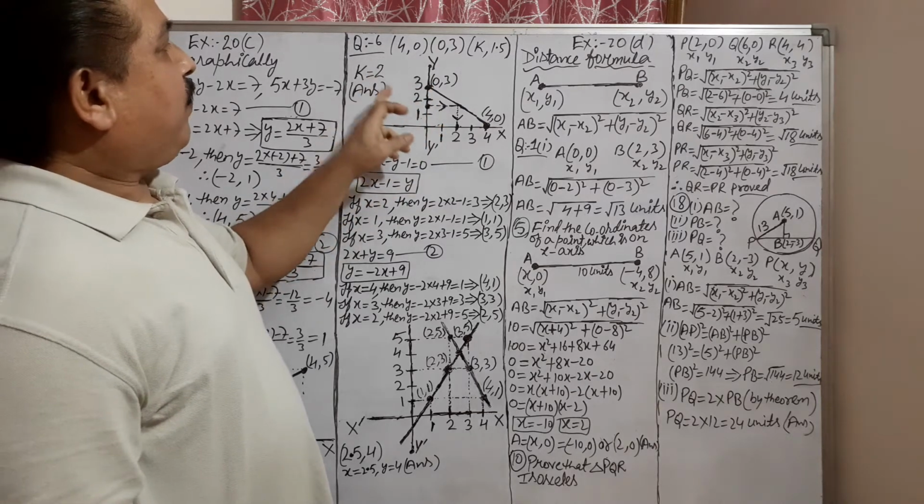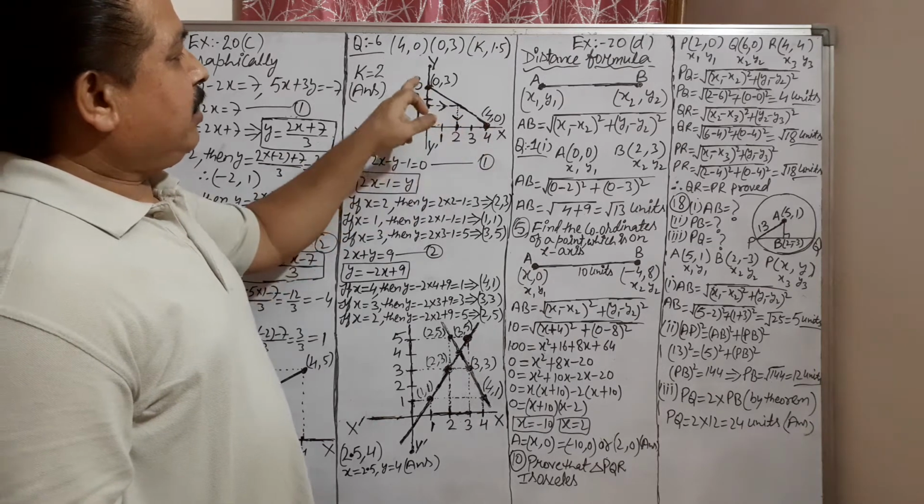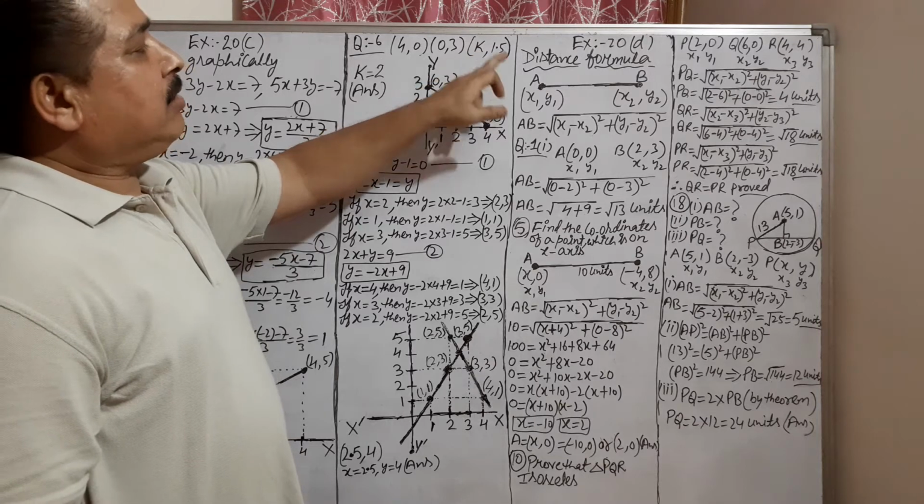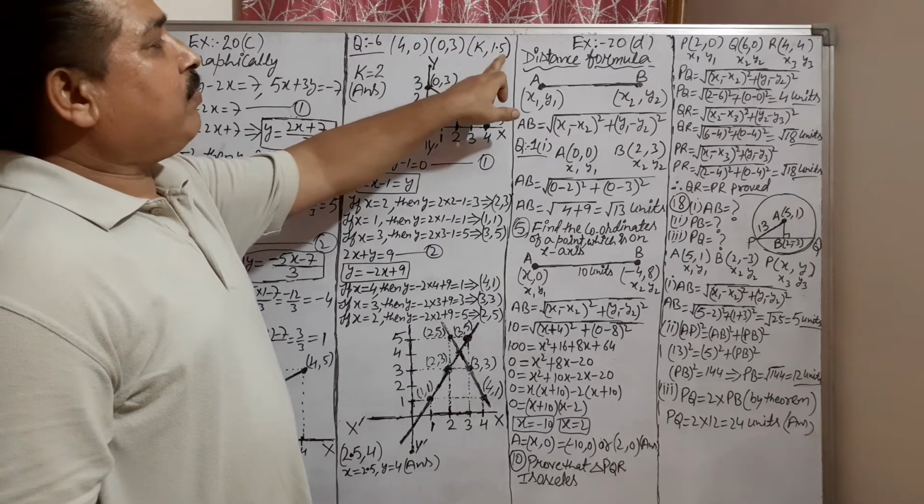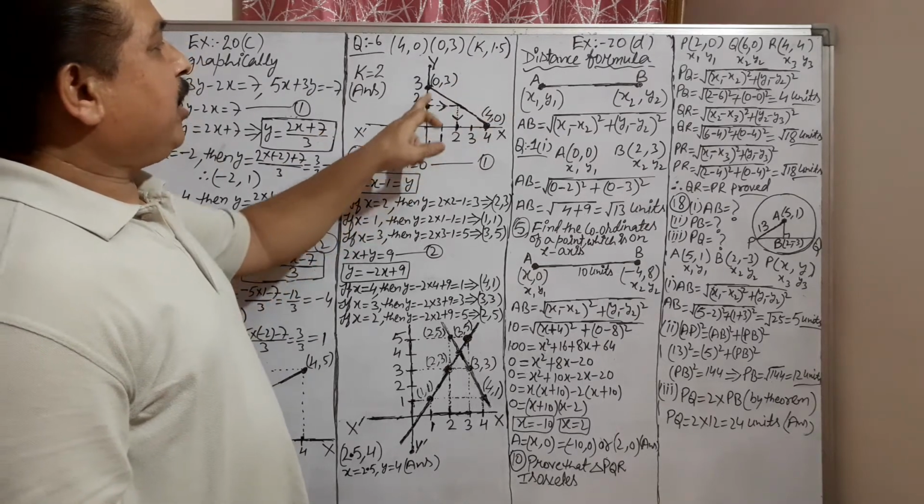Now find the value of k. First of all, join these 2 points. This is a line and this is k. K is actually x and y. Y is 1.5. This is the y coordinate. So what y coordinate is given? 1.5.